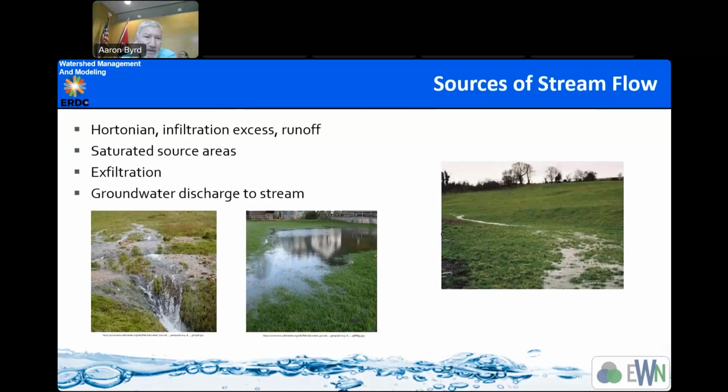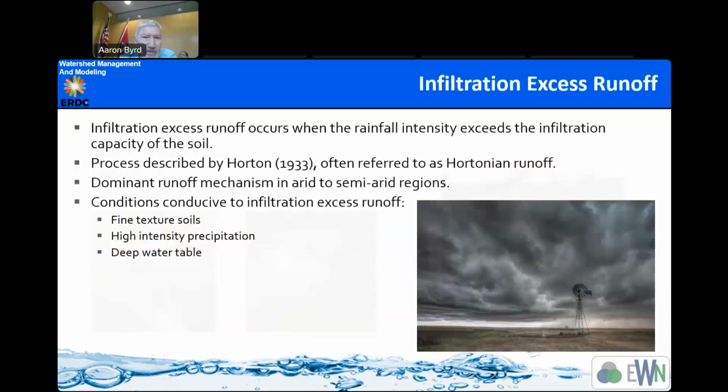I talk about sources of stream flow. We're usually interested in stream flow, so where does it come from? You get Hortonian infiltration excess runoff, saturated source areas, exfiltration, and then groundwater discharge to the stream. I'll talk a little bit about each of those.